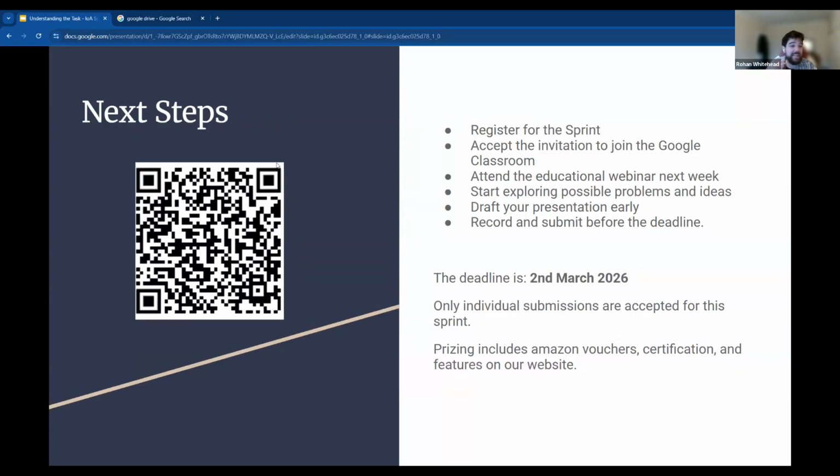You want to be starting to explore open data and OpenStreetMaps as soon as you can. Don't leave things to the last minute and be sure to draft your presentation early to give you time to record and submit and make sure that you are happy with it. For this sprint, we are only taking individual submissions. There are no teams allowed with this submission because we are not expecting you to do a large level of analytics or coding. This is simply a theory business driven submission and sprint.